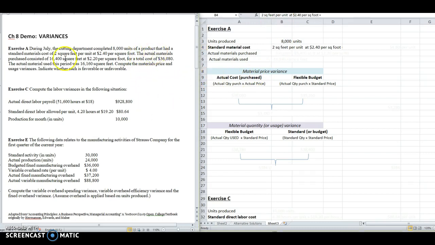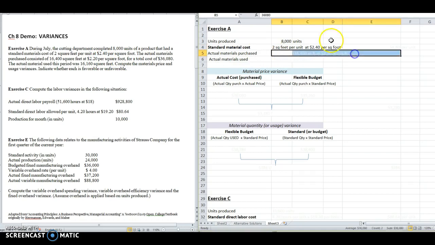Then it says the actual material cost consisted of 16,400 square feet at $2.20 per square foot. And then they actually gave us the total cost, which is nice because they won't always give you that in the problems. So you would just have to multiply the two together to get the total dollar amount. Then it tells us the actual materials used were 16,160. We need that information as well.